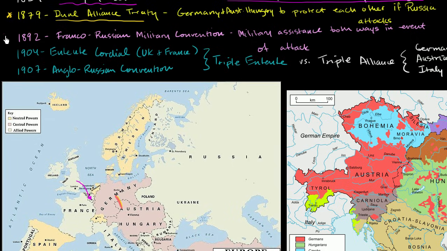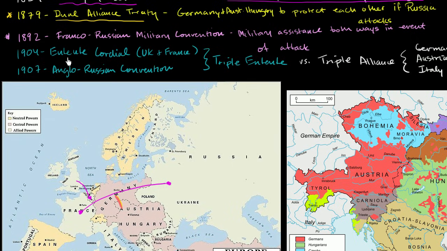Then in 1892, you can imagine, if you ever play a game of Risk, or if you ever play the game of Diplomacy, which is actually based on what happened in World War I, if you see some people that you might be at war with starting to become friends, you want to look for other friends, other alliances that you can form in case they declare war on you. So in 1892, you have an alliance between the French and the Russians, the Franco-Russian Military Convention. So this is an alliance between France and Russia.